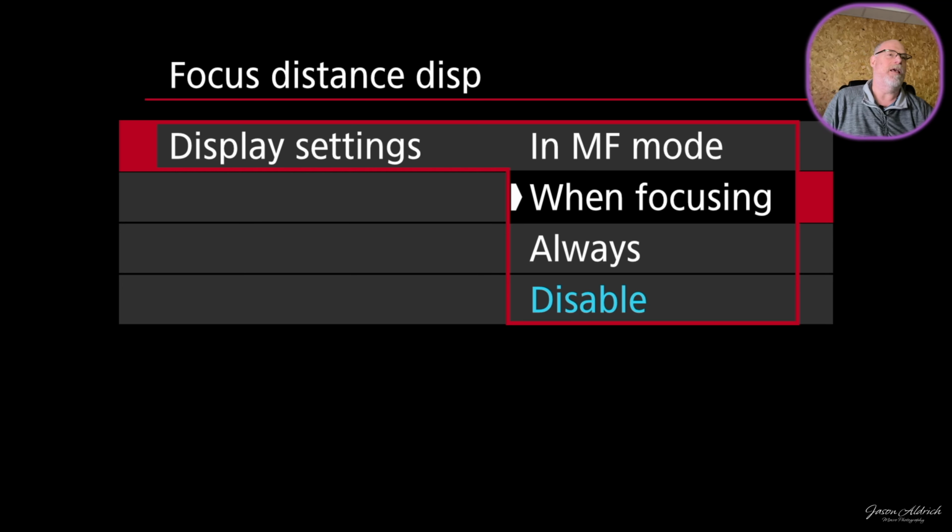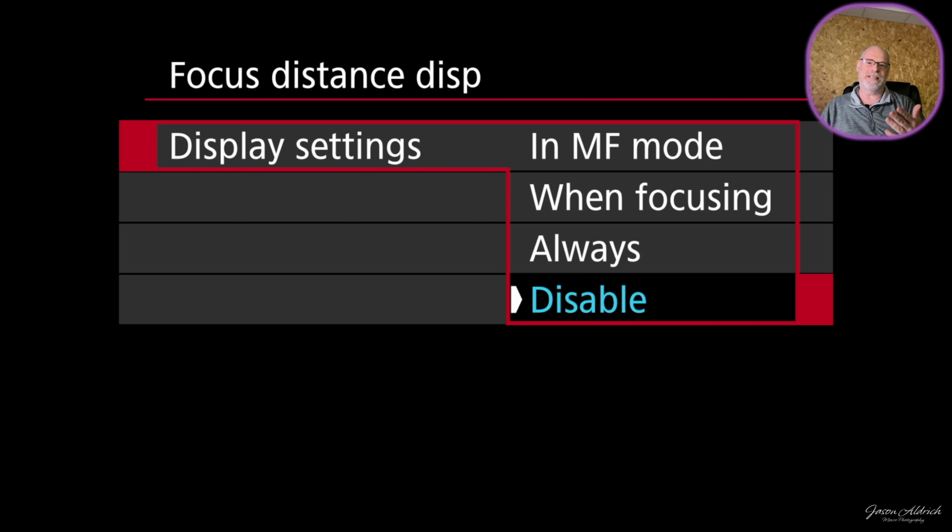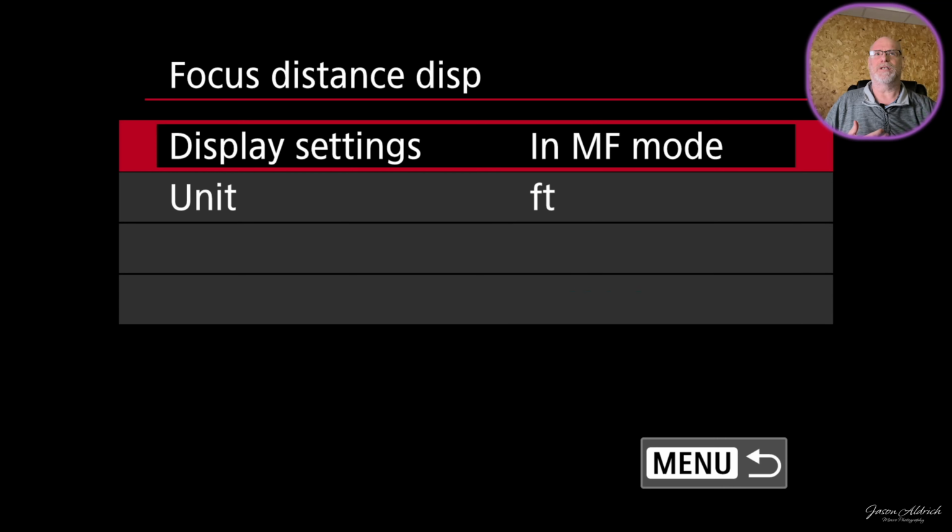I don't know. If you scroll down to always, well, it's always on. Doesn't matter if you're in autofocus. Doesn't matter if you're in manual focus. It's always on. And then, as you know, we just got done with disable. It's going to be disabled in manual focus, disabled in autofocus. So what I do personally, I leave it in manual focus all the time.